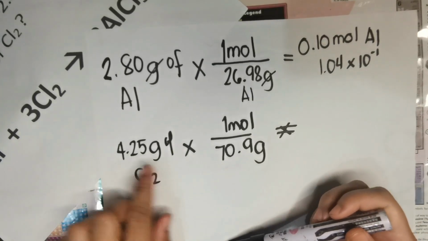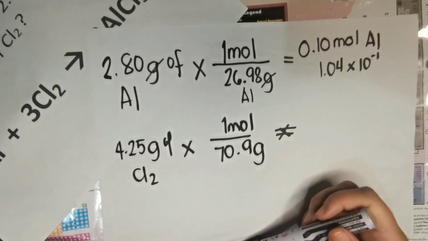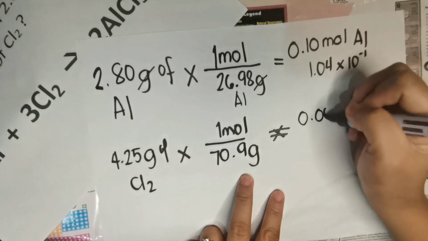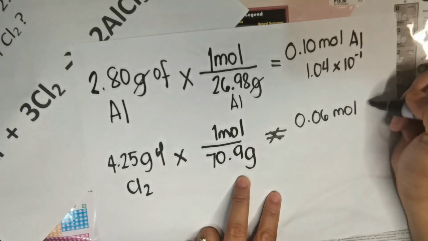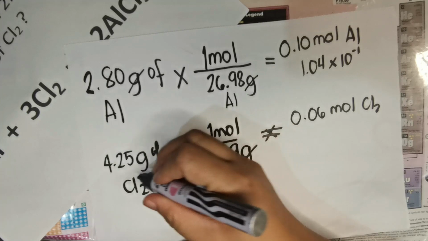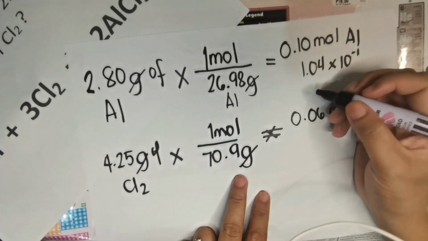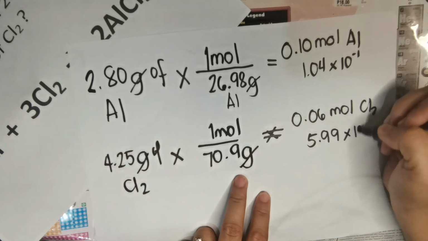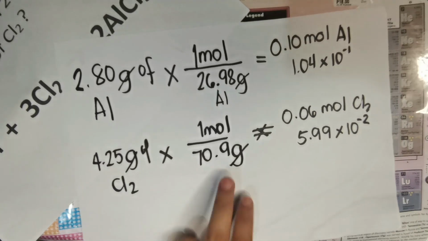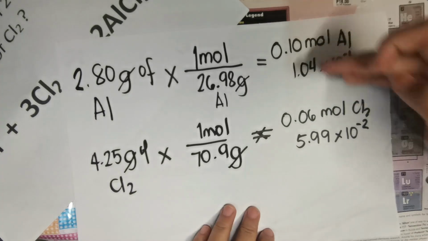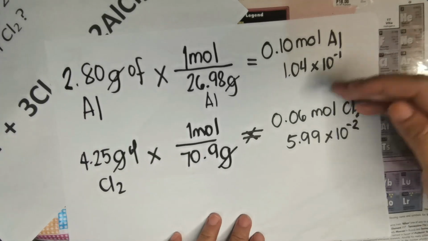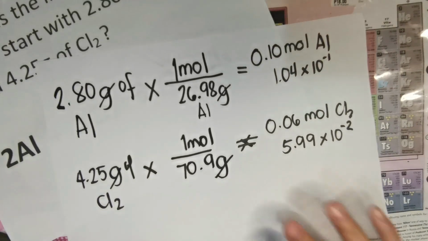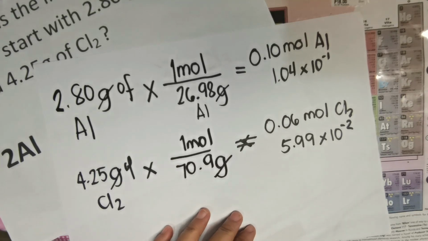So, 4.25 divided by 70.9. So, we will have the answer of 0.06 mole of chlorine gas. Ito canceled out na kaya naging mole na tayo. Then, in our module, I have given you also the scientific notation of 5.99 times 10 raised to negative 2. Okay? So, from these two, dahil gagamitin nga natin mole, ito yung gagamitin natin. We will serve this as basis for our computing the limiting reactant.